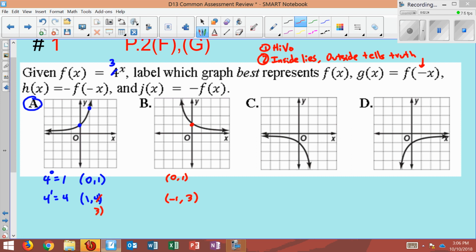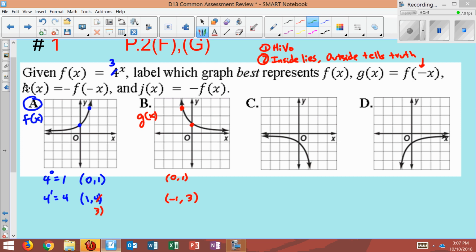If you go here, I have (0, 1). And if I go left 1, up 3, 1, 2, 3, I do have this graph. This graph B is g of x. This one over here, A, was f of x. B would be g of x then.